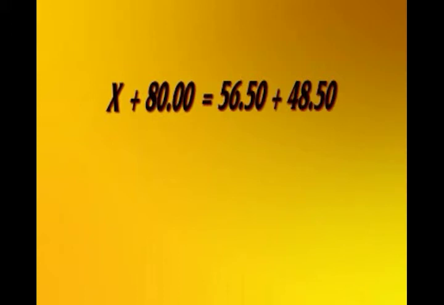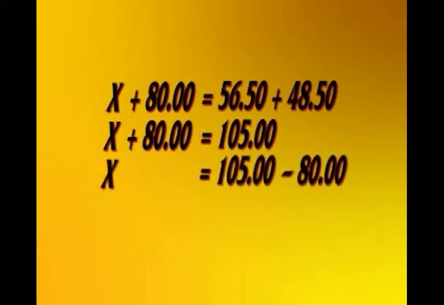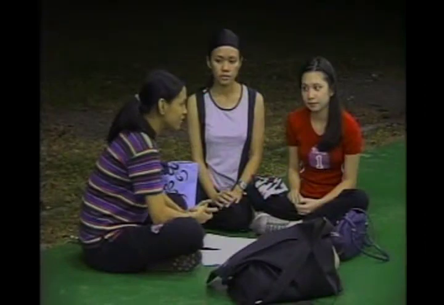Adding 56.50 pesos and 48.50 pesos gives you 105 pesos. X plus 80 pesos is equivalent to 105 pesos. Now, let us move 80 to the other side, giving us the equation of x equals 105 and 50 centavos minus 80 pesos. X is equal to 105 pesos minus 80 pesos. Therefore, x is equal to 25 pesos. The initial amount you had this morning was 25 pesos. Right. That gives us the unknown value.